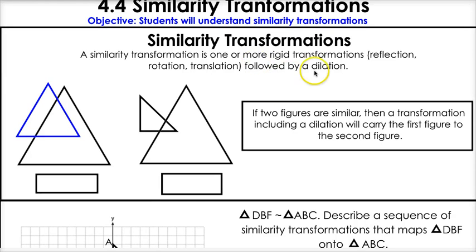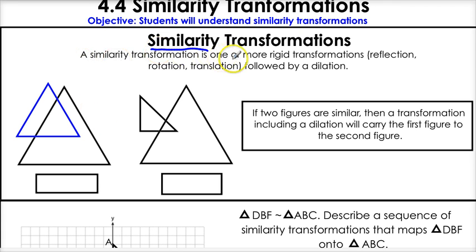Now we talked a lot about rigid motions and congruence. If two figures are congruent, then we know there's a set of rigid motions that map them onto each other. But what if they're similar? Well, there's a thing that's called similarity transformations. And similarity transformations will map two similar figures onto each other, such as here. We'll talk about that in a second.